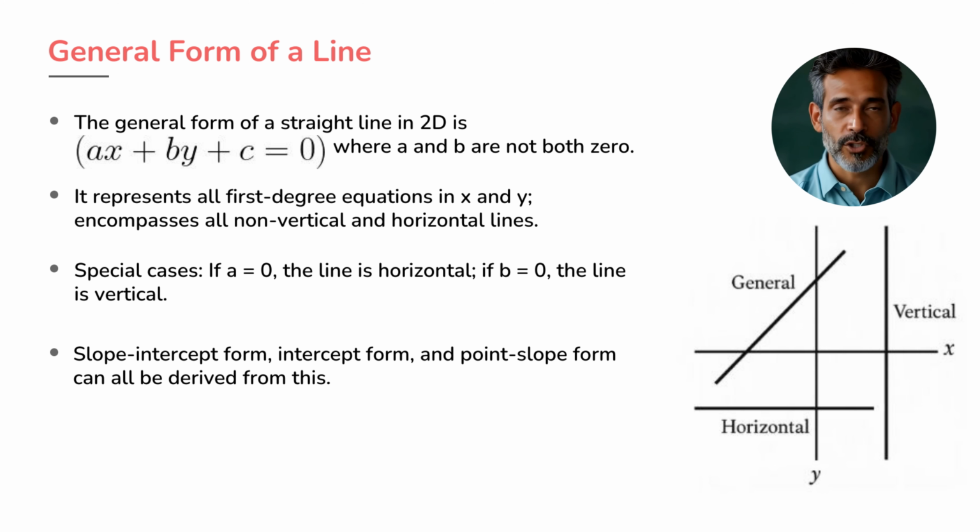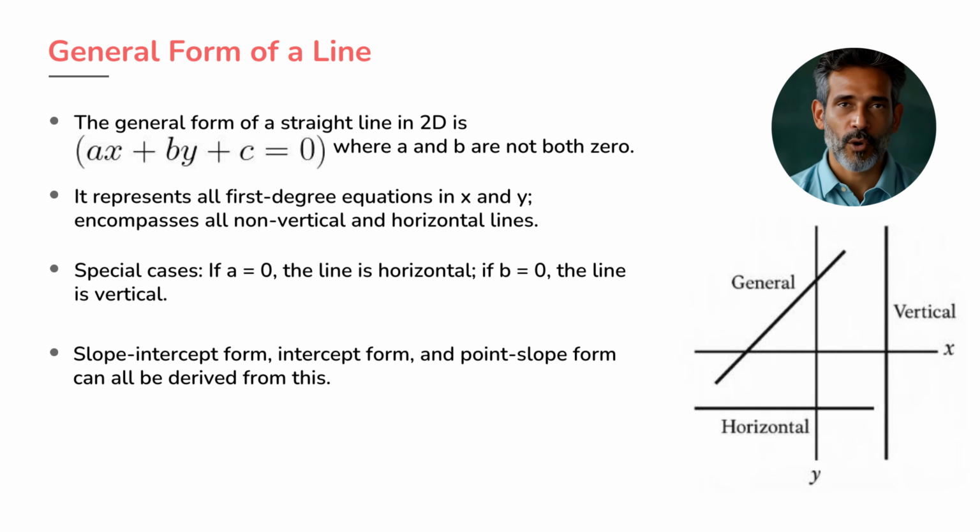Let's talk about special cases. If a equals 0, then the equation becomes by + c = 0, which simplifies into y = -c/b. That means the line is horizontal, running left to right. On the other hand, if b equals 0, you get ax + c = 0 or x = -c/a, representing a vertical line.